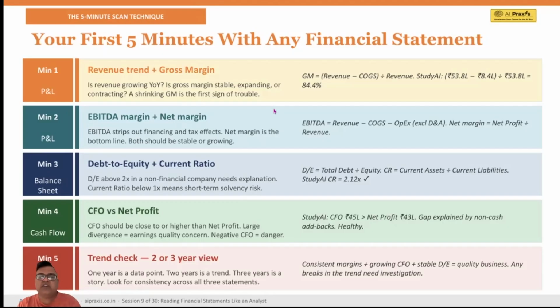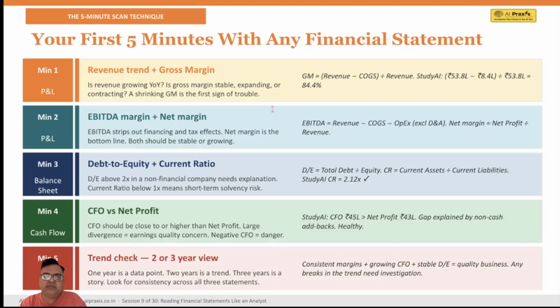Now, because a shrinking gross margin is often the first sign of trouble, you need to actually look at the formula. So gross margin, again, is revenue minus the COGS, divided by the revenue, obviously into 100, this percentage that you calculate. So revenue in case of Study AI, let's take the old one, which is 53.8 lakh. The COGS was 8.4 lakh, right? What was the gross margin? 84.4%, very strong margin.